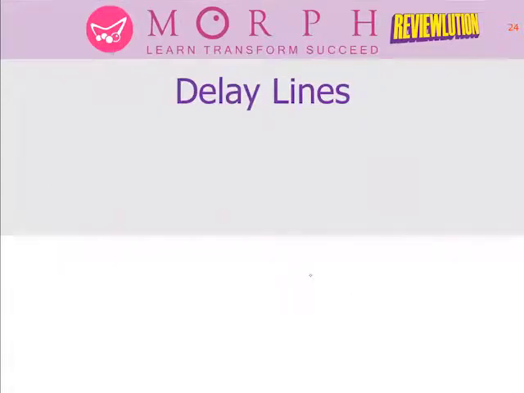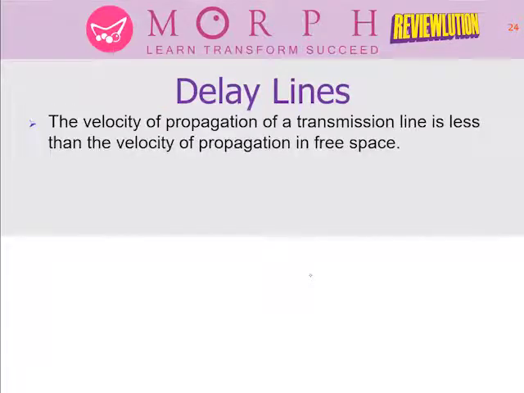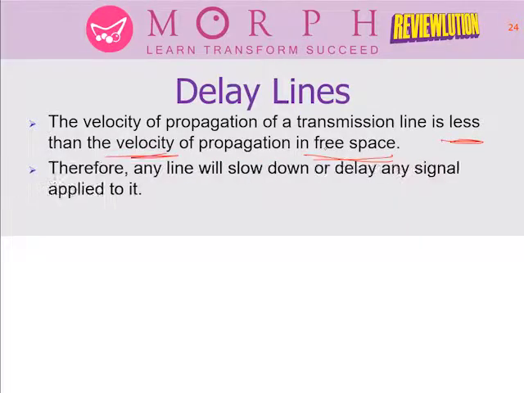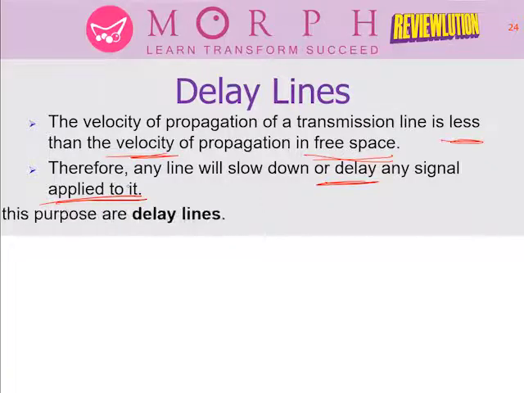Okay, so because our electromagnetic energy slows down inside the transmission line, we could design this transmission line to deliberately slow down our electromagnetic energy, no? So transmission lines used for this application are referred to as delay lines. The velocity of propagation of a transmission line is less than the velocity of propagation in free space. Because of that, we can introduce delay, no? Therefore, any line will slow down or delay any signal applied to it. So if this is your purpose, then your line is made to become a delay line.